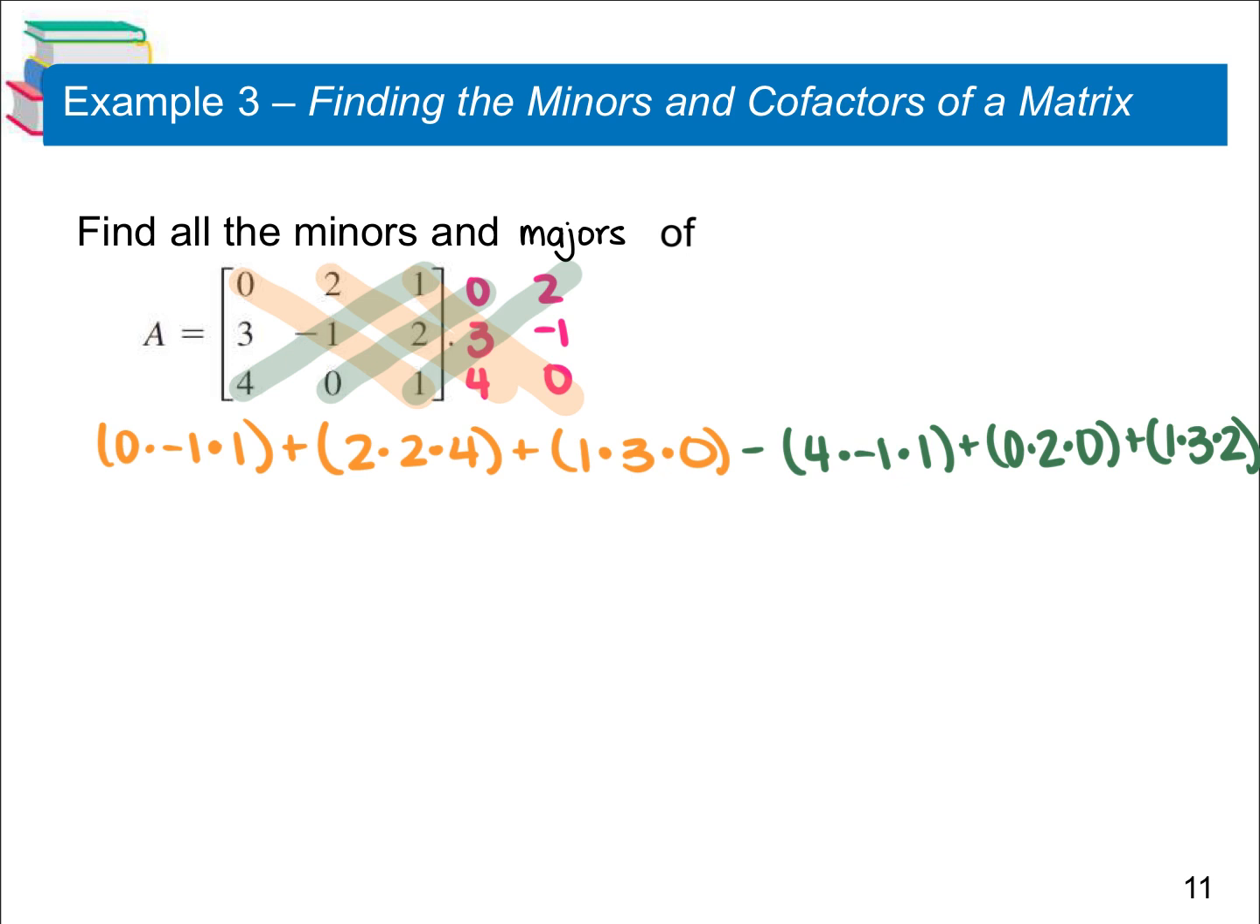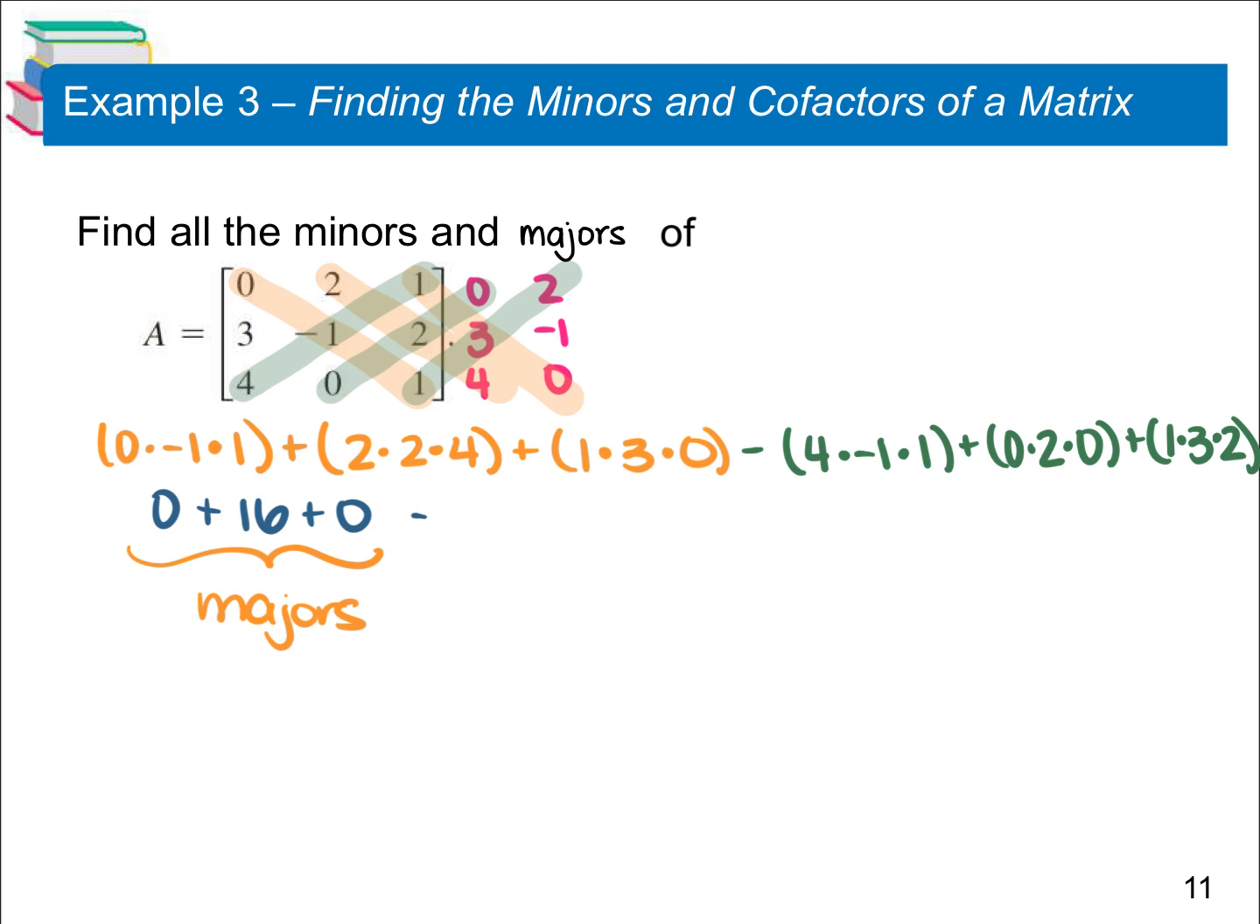So your major is going to be coming from that orange part that you have there. So the 0 times -1 times 1 is 0. The 2 times 2 times 4 is 16. And the 1 times 3 times 0 is 0. So your three majors are the 0, 16, and 0.